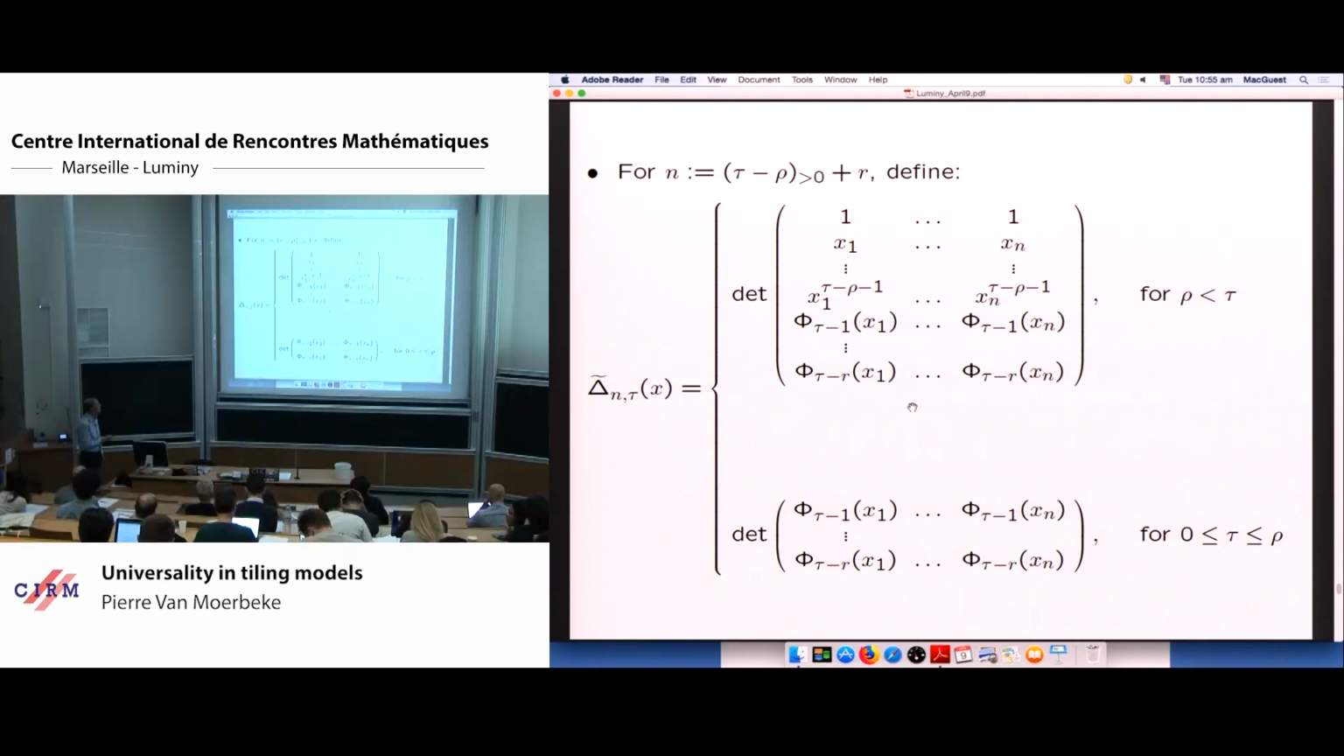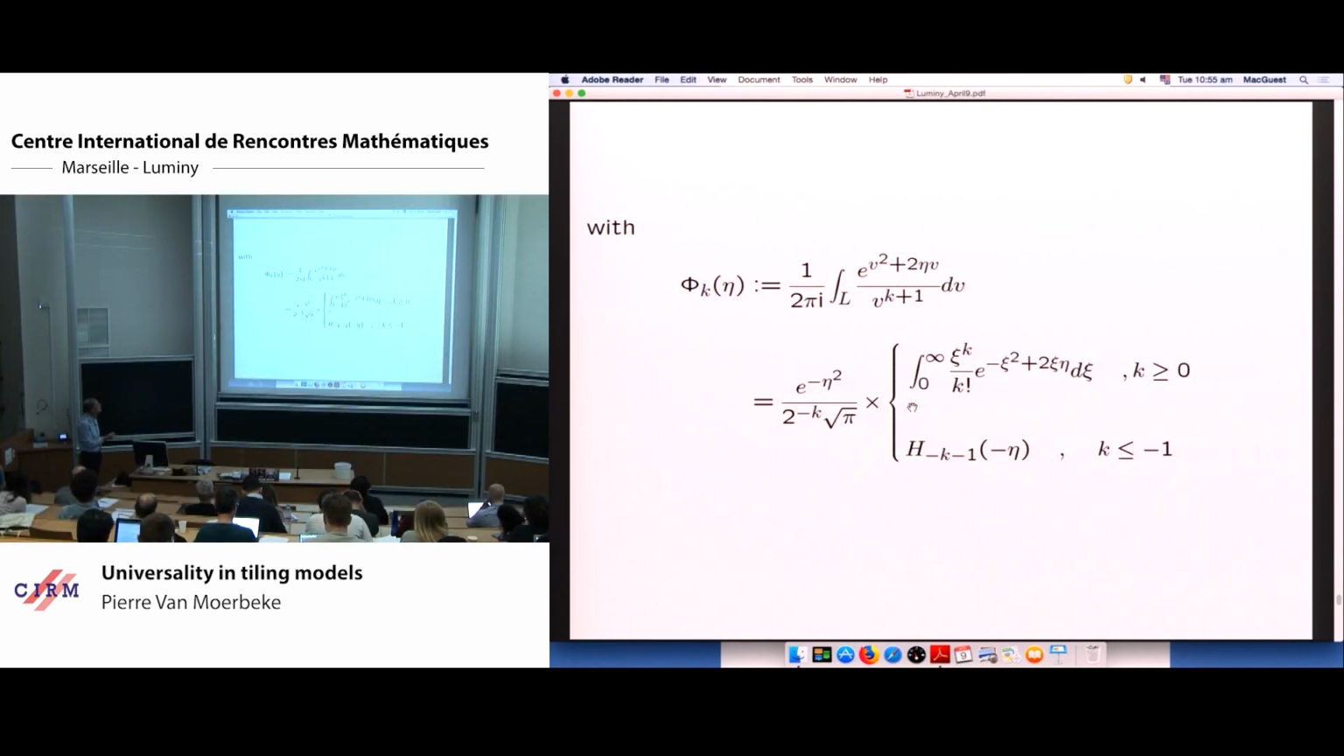Then I have to tell you what the phi is. The phi is this integral, which we know is equal to this integral for k positive times some Gaussian, and it's equal to Hermite polynomials for k smaller than -1. So you have those Van der Monde-like structures, partially Van der Monde. You get a piece which is given by this integral here, and another piece given by those Hermite polynomials times some Gaussian. So that's really what the statistics is.